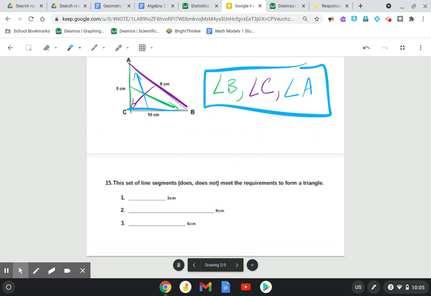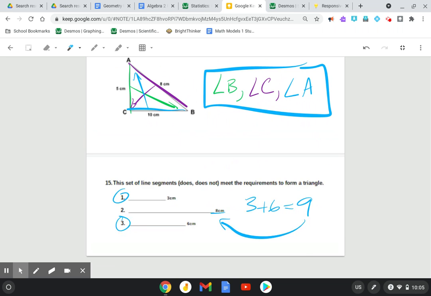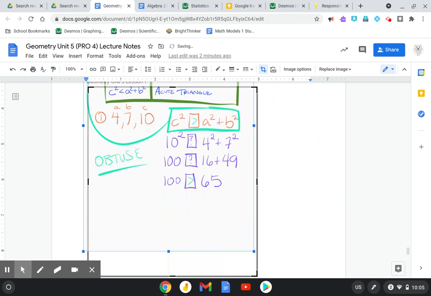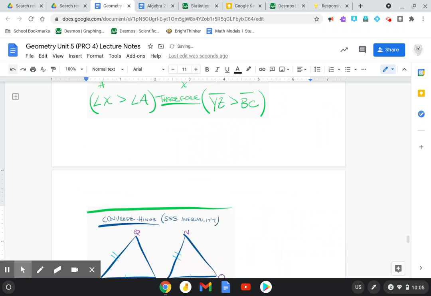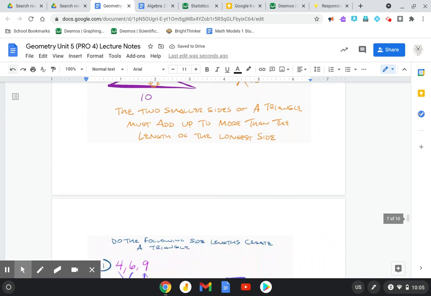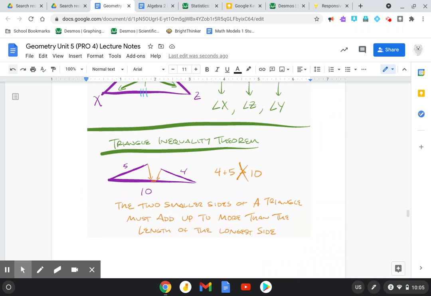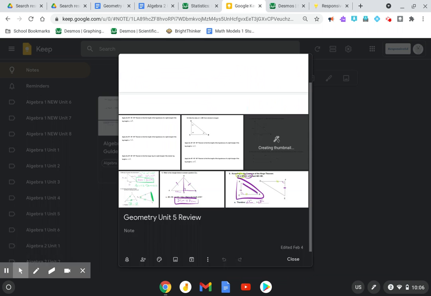Do these meet the requirements to form a triangle? Simply put, you find the two shorter sides and add them up. They equal 9. If that's bigger than the longest side, then it's yes. So the two smaller sides must add up to more than the longer side. And we went over quite a bit of that. Just to show you where that came from, that's this triangle inequality theorem here. It says the two smaller sides of a triangle must add up to more than the length of the longest side. This is from the lecture notes. So that's that.